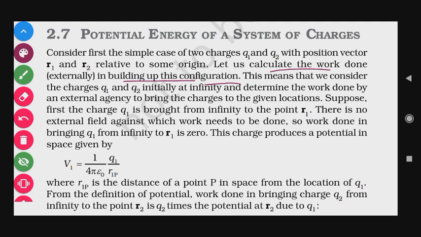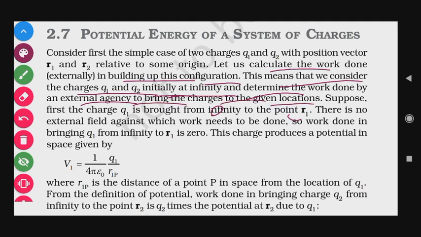So how much work have we done to bring these charges closer, or we can say to build this configuration of these two charges? So we'll calculate that work done. This means that we consider the charges q1 and q2 initially at infinity and determine the work done by an external agency to bring the charges to the given location.